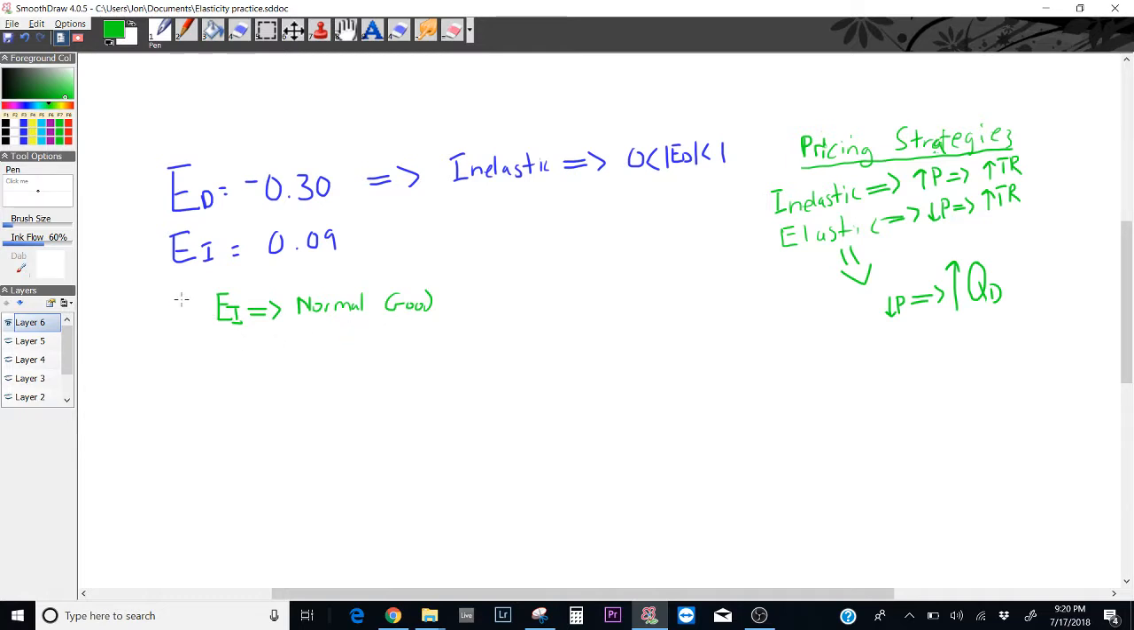So anytime EI is greater than 0, it's a normal good, and we can even further subcategorize this as a necessity if it's between 0 and 1.